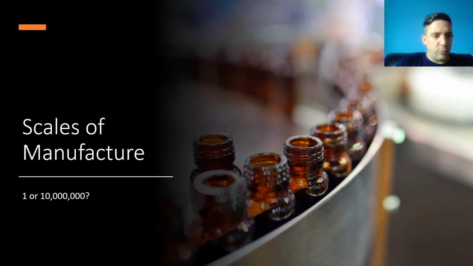In this video, we're going to be talking about the scale of manufacture of a product and how that could change whether you're aiming to manufacture one product or whether you're aiming to manufacture 10 million. The design choices and the manufacturing choices you make will change.